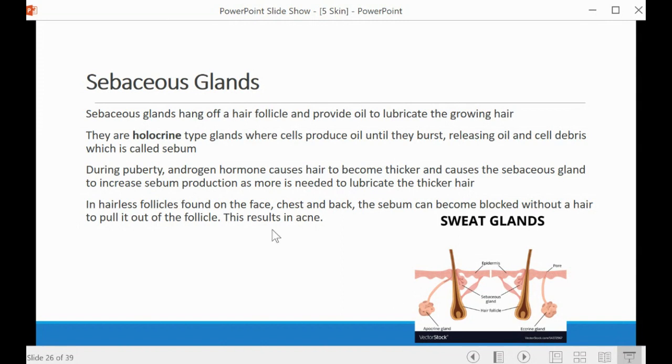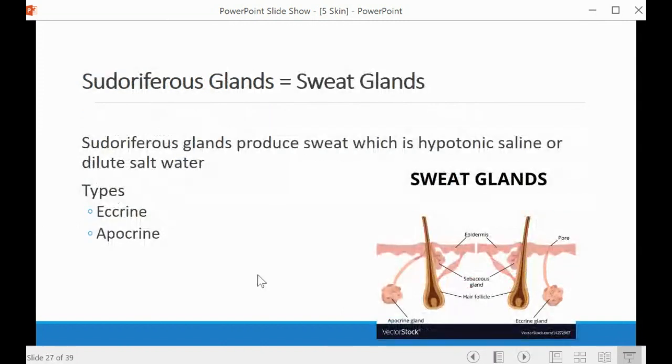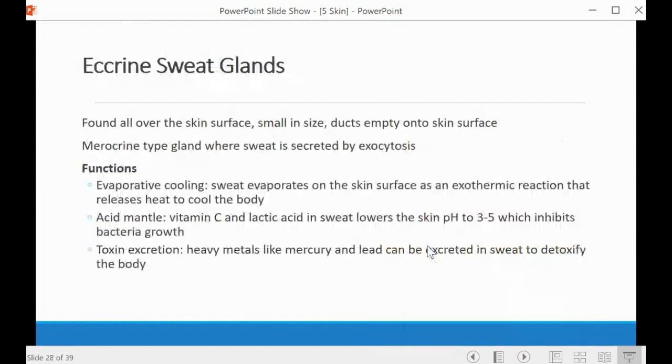So that is going to give us acne. We also have sudoriferous glands. Those are sweat glands. Okay, and there we have eccrine and apocrine glands that are going to produce this sweat. Remember, the eccrine gland is going to go directly to a pore. Apocrine is found in those areas of the armpits and the groin. They're going to go into that hair first.